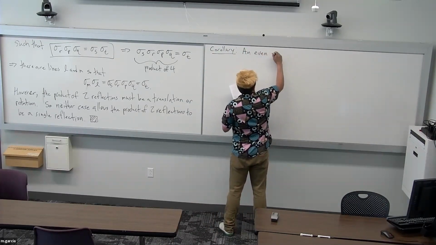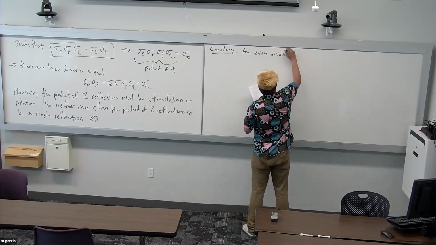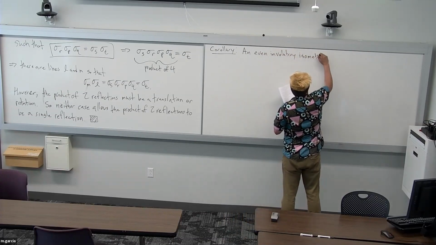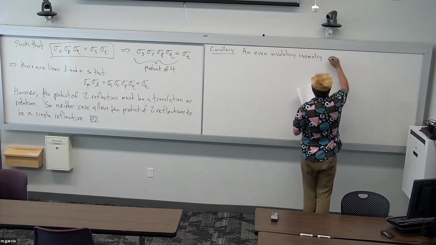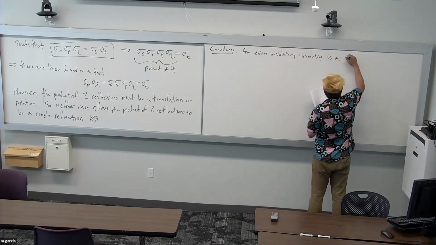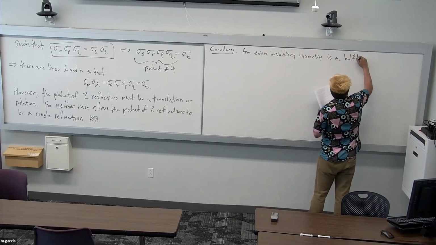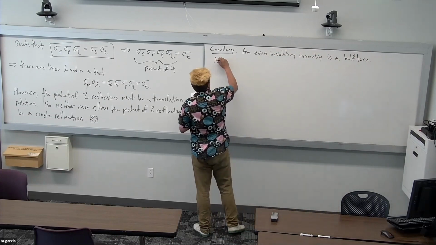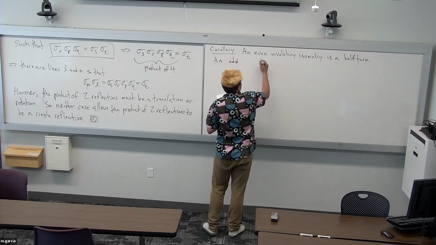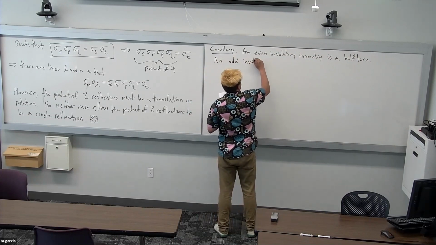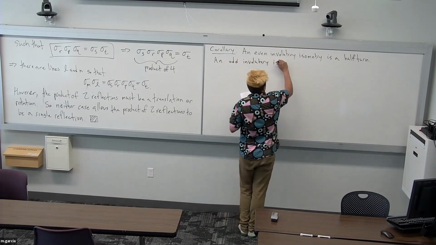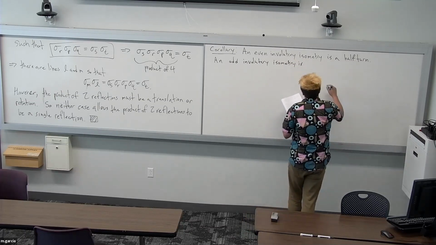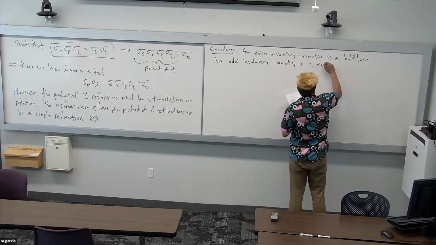An even involutory isometry is a half-turn. And an odd involutory isometry is a reflection.